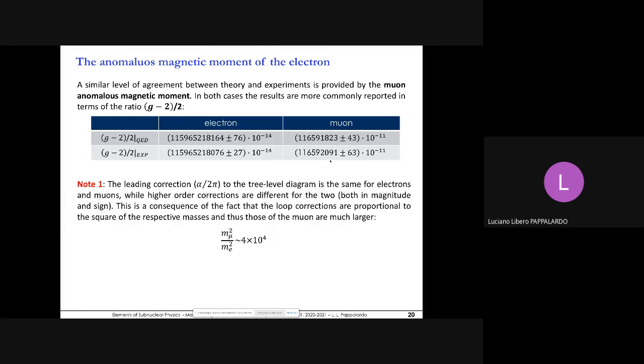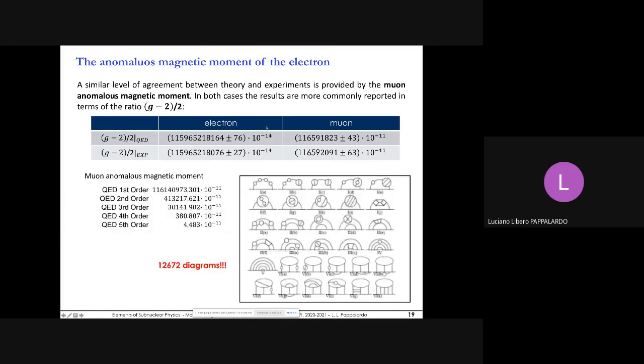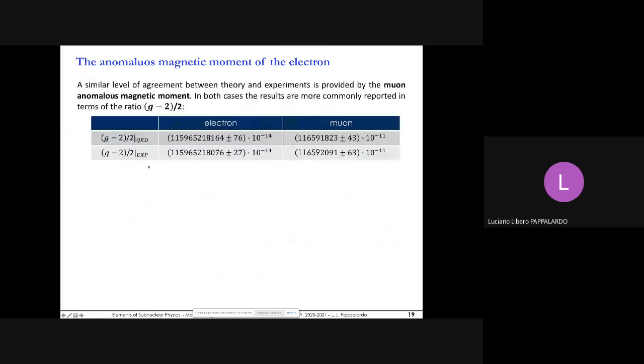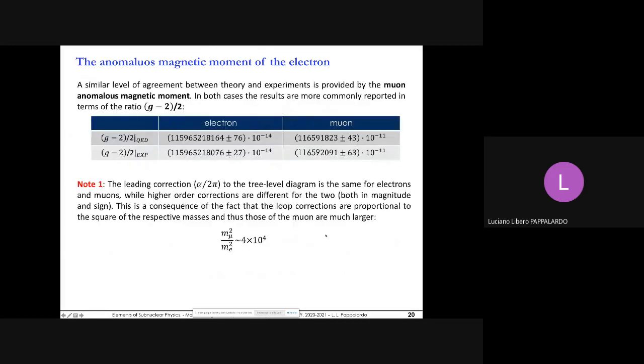The leading correction, so let me go back here. This is the leading correction, alpha divided by 2 pi, okay? The first order correction. The leading correction to the three-level diagram is the same for electrons and muons, while the higher order corrections are different for the two, both in magnitude and in sign.